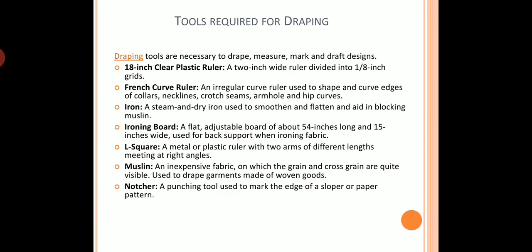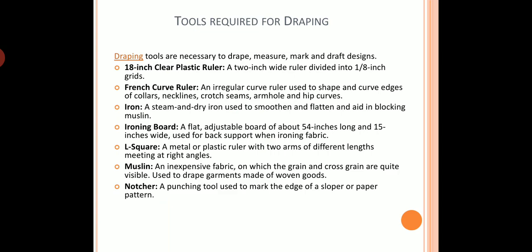And of course muslin cloth. You all know about muslin cloth. It is an inexpensive fabric on which the grain is quite visible. It is generally used to drape garments made of woven fabrics. Muslin is again available in different qualities. The first quality can be a coarse weave medium weight fabric. That is generally preferred for beginners because the grain lines are easily visible.